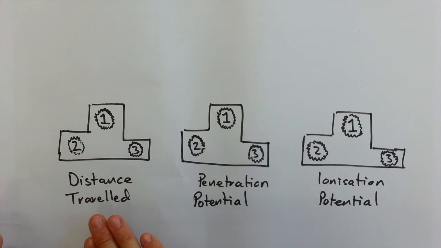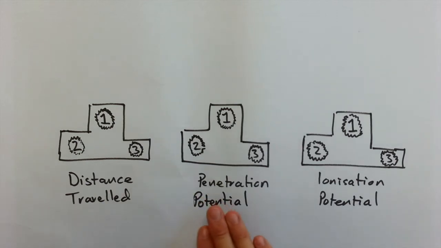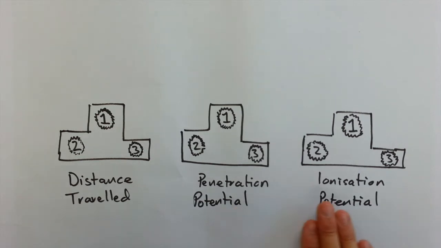We need to look at the distance that they travel for alpha, beta and gamma. We need to look at the penetration potential. That means the ability to penetrate or burrow into a material. And also we want to look at the ionization potential. If you recall, that's where we're knocking electrons off, we're creating ions, and of course they can then lead to mutations and cancer.